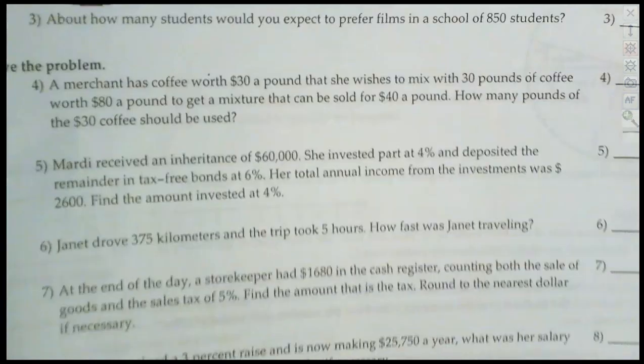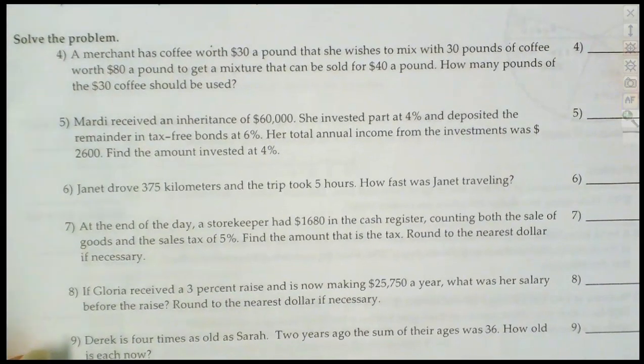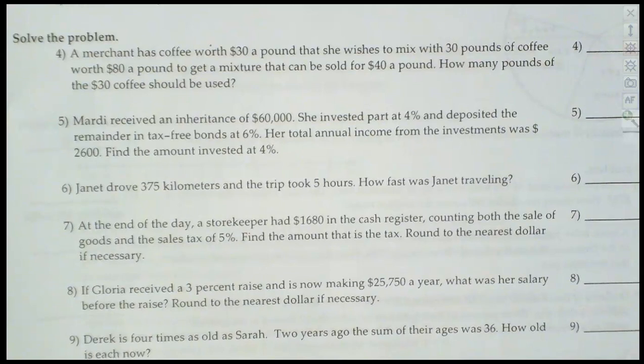Question 7. This one's a little bit different. But we're going to now look at question 7. At the end of the day, a storekeeper had $1,600 in the cash register. That's counting both the sale of the goods and the sales tax of 5%. We want to find the tax.